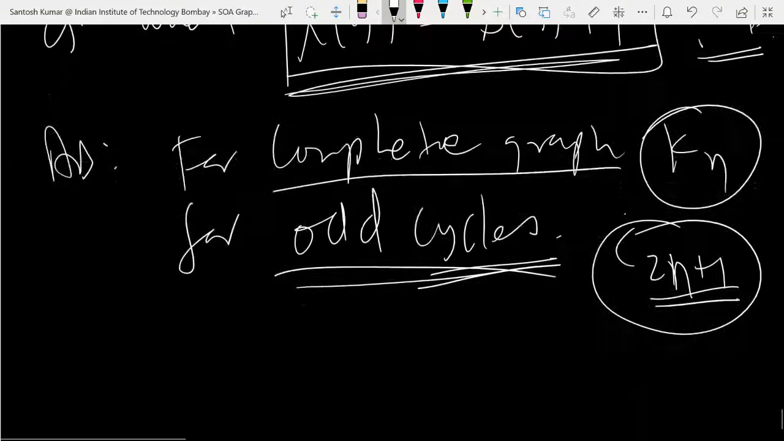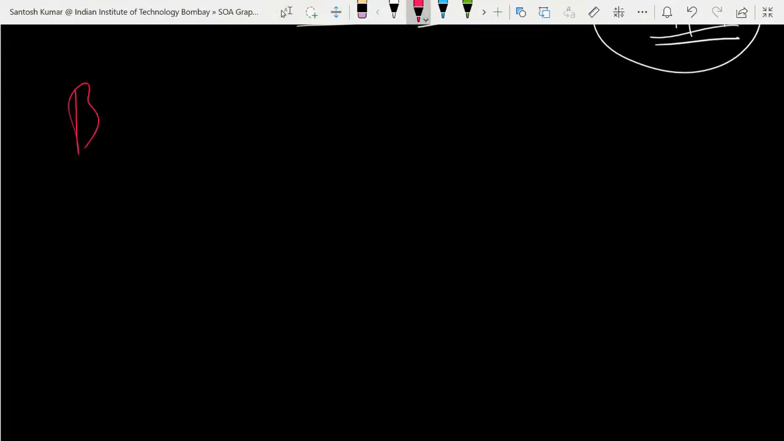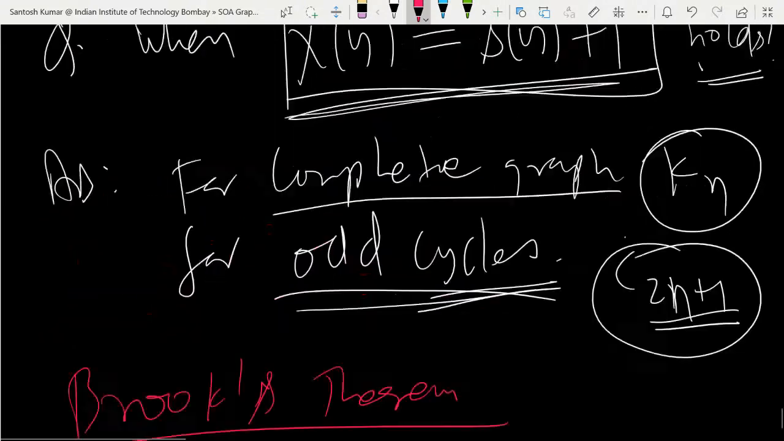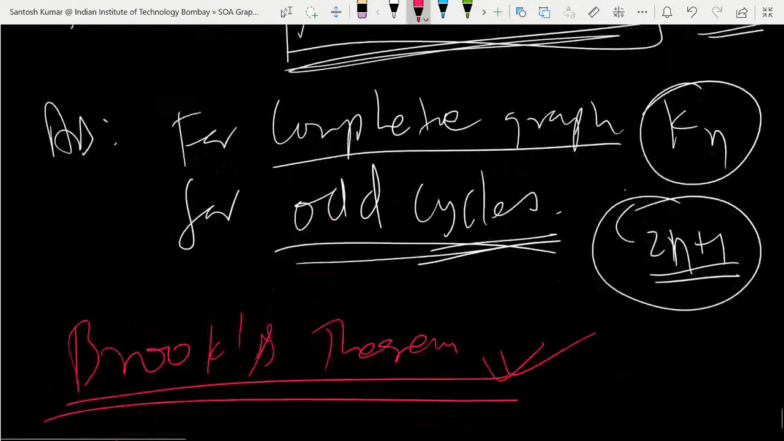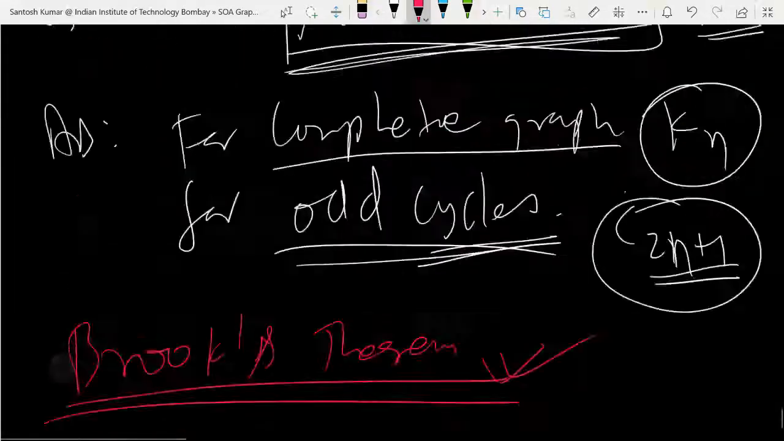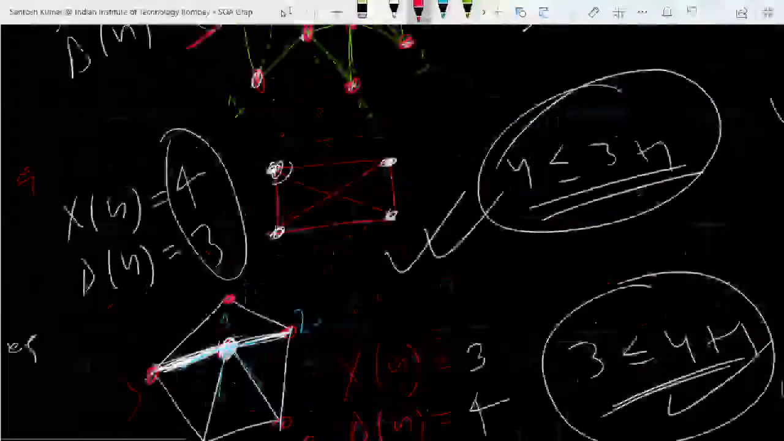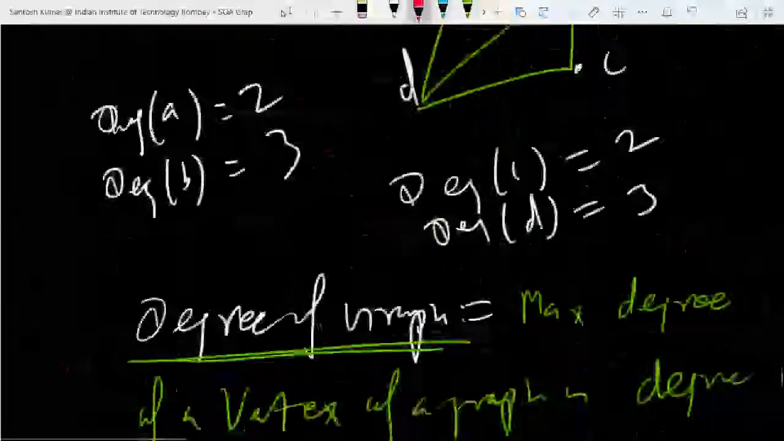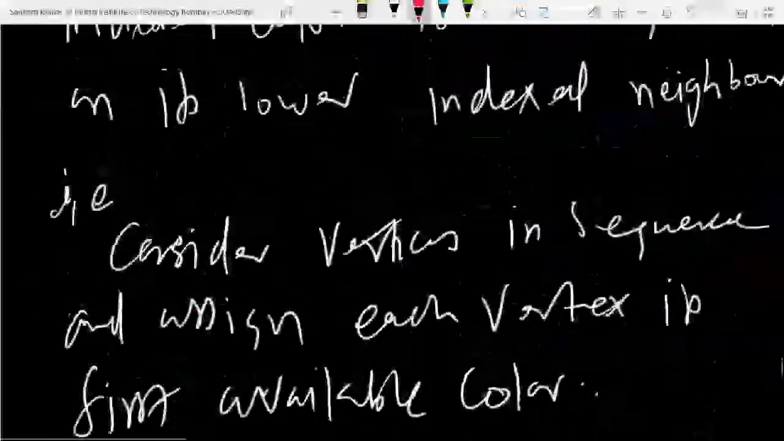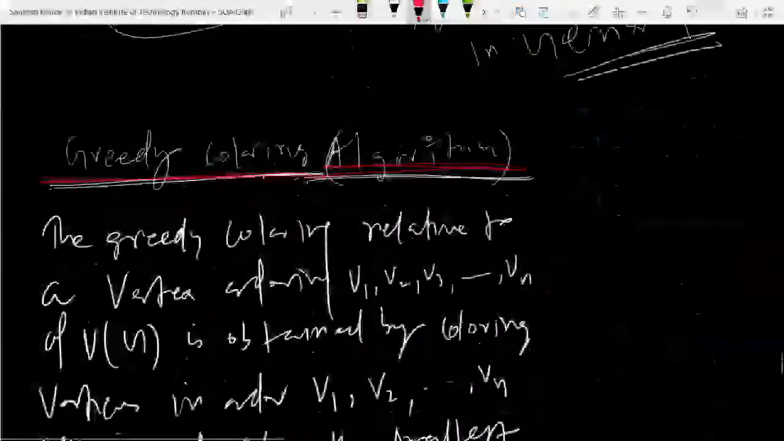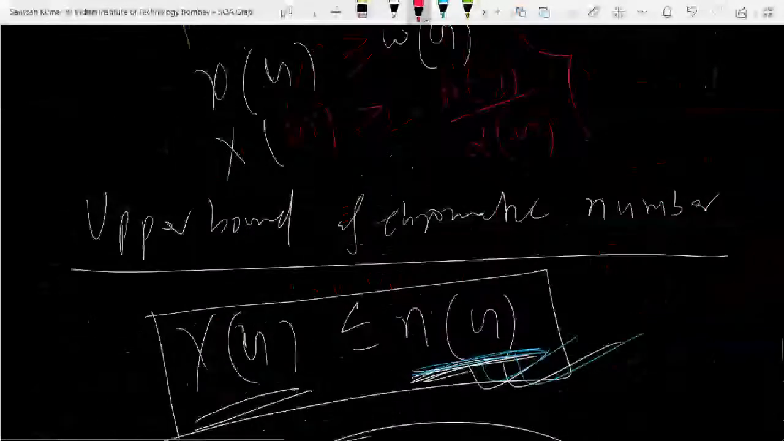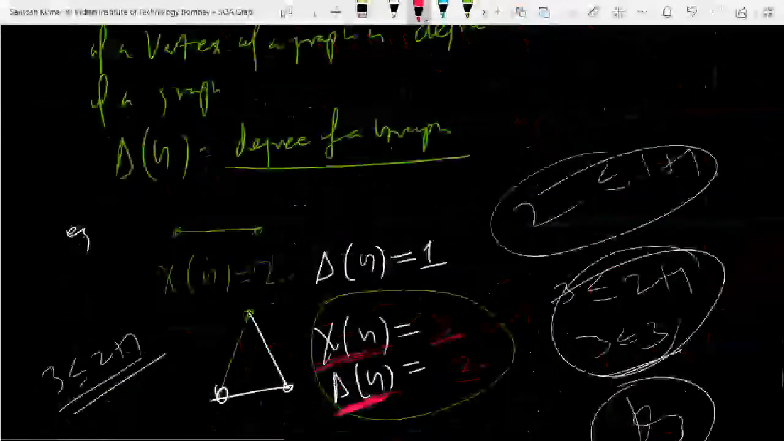So we had the next theorem, Brooks theorem. I think we'll continue in the next class. It is also related to the chromatic number. This is a better upper bound. This will give a better upper bound for a few graphs, so we'll see in the next class. Today mainly we discussed results based on the upper bound of the graph, and this greedy coloring algorithm was helpful.